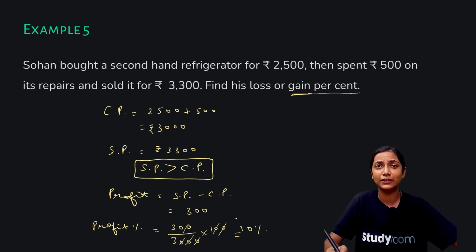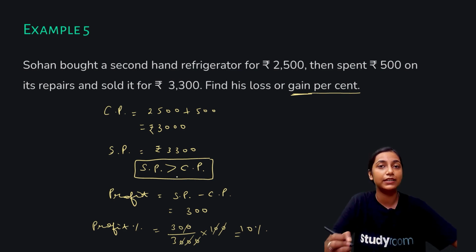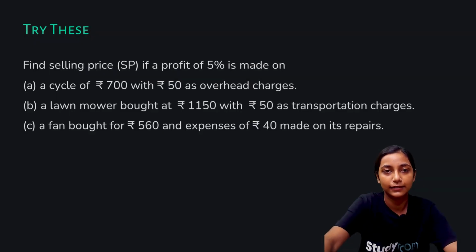This was very easy to find. First of all, we were given some overhead expenses, so we added it to the buying price in order to find the cost price. Then selling price was given. We saw that selling price was greater than cost price. That means he is having a profit, and a profit of rupees 300. Therefore, we finally found out the gain percent.